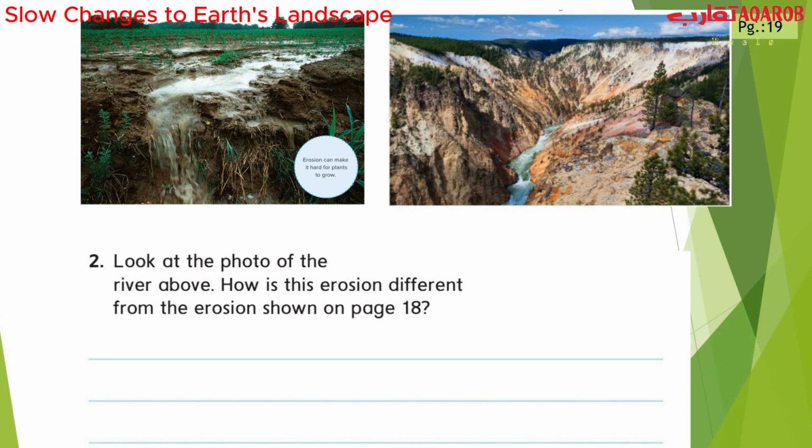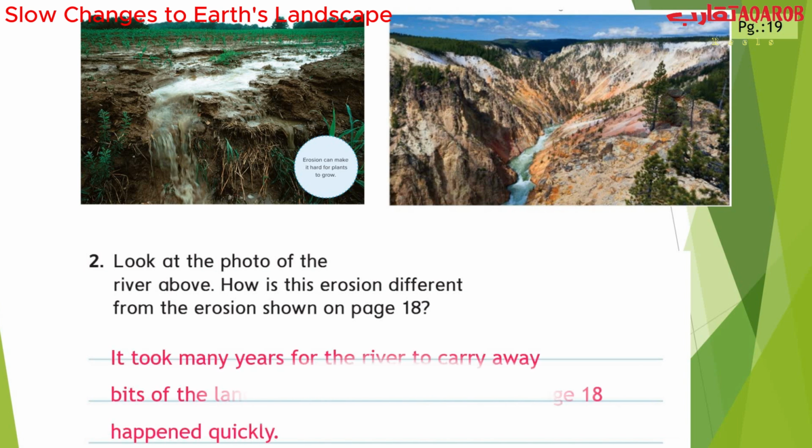Excellent. So which one takes more time? The one on the right or left? Great job. The one on the right takes a long time, but the one on the left side happens quickly. So let's write the answer together. It took many years for the river to carry away bits of the land on each side. This is the answer for the one on the right side. The erosion on page 18 happened quickly.